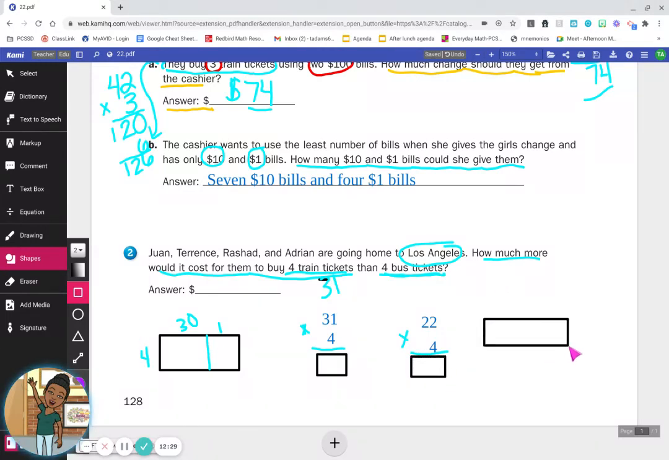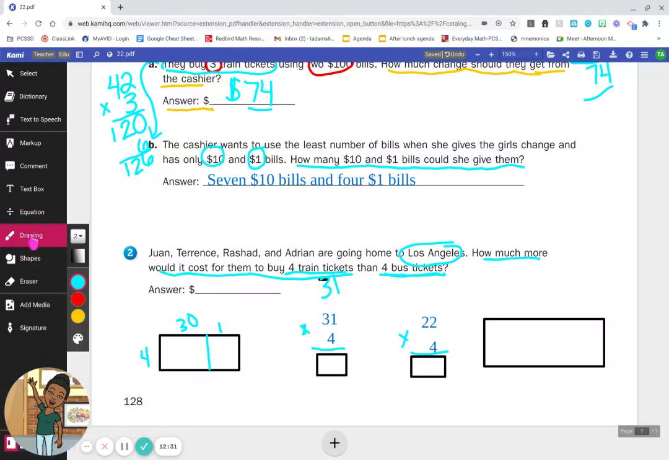If I was going to set this up on my rectangle, I would put my smallest digit to the left. I have 2 boxes because I have 2 place values, 20 and 2. What is the answer? What is the product? Go ahead. You can pause this video to solve 31 times 4 and 22 times 4.